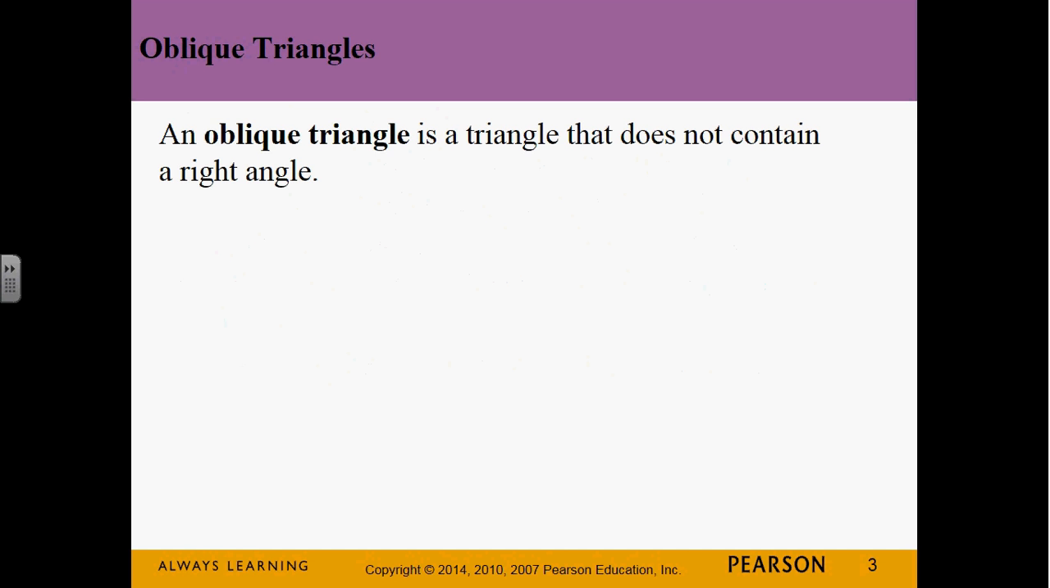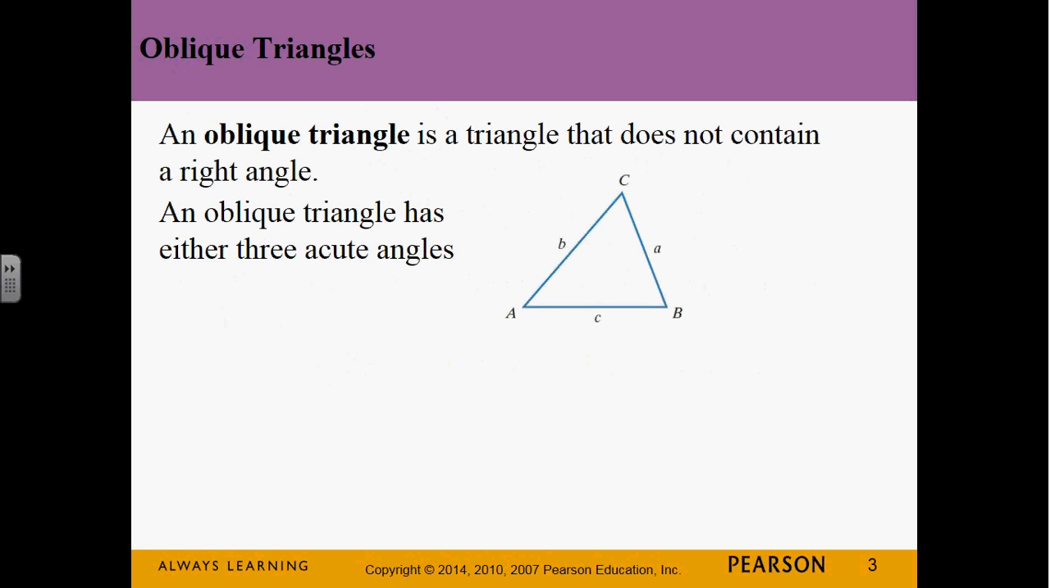So we know how to solve right triangles. We've been doing it, right? You find your angle, you can find sine, cosine, tangent, and relate it to the opposite, adjacent, hypotenuse, that sort of thing. But if I don't have a right triangle, now all of a sudden I don't have a hypotenuse. I can't use all of my formulas, so I have to do something else. Now, we have an oblique triangle here that has three acute angles, right? This is an acute triangle.